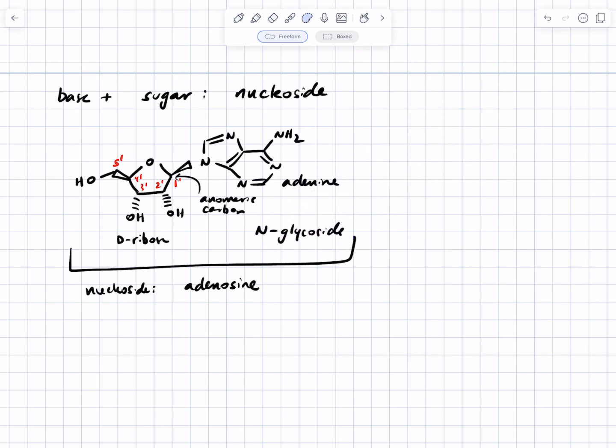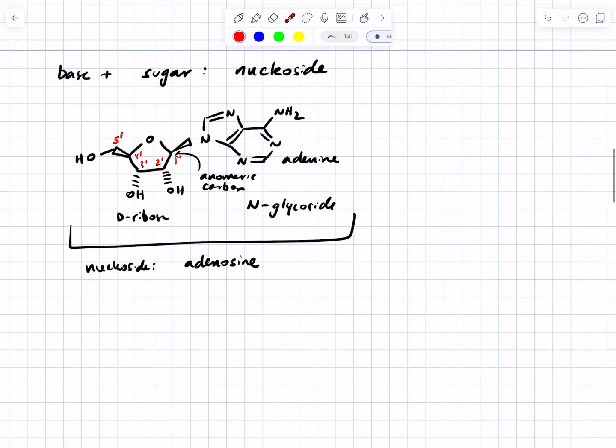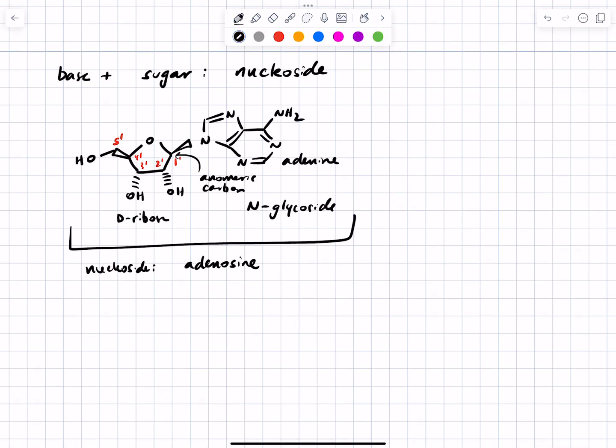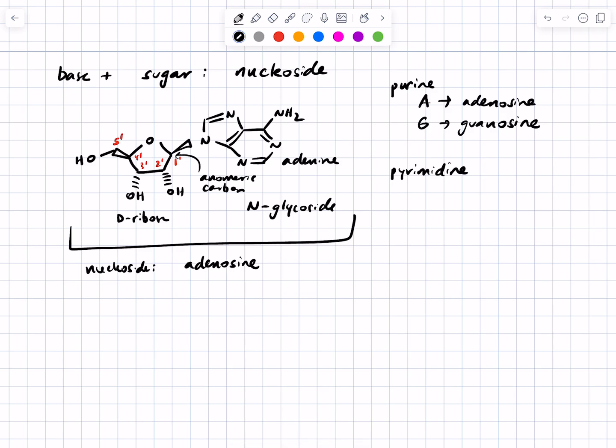And as we did before with carbohydrates, this linkage between the anomeric carbon and the base, you can call that a glycosidic linkage. So naming nucleosides is a little bit different for the purine bases versus the pyrimidine bases. If it's A, as I said before, it's adenosine. If it's G, it's guanosine. And the idea is that the ose in there tells you that there's a sugar. So far, so good, makes sense.